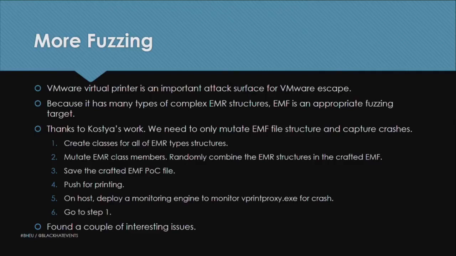The EMF file is composed of many complex EMR structures, so it's truly an appropriate fuzzing target. Thanks to Kostya's code, our fuzzing work is only to mutate the EMR structures and combine them to be a crafted EMF file. Then send the EMF file to the virtual printer and wait for capturing a lucky crash. And finally, by this work, we've got a couple of interesting issues and we've already reported them to the VMware security team.